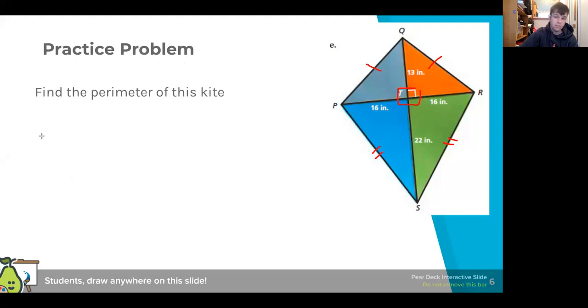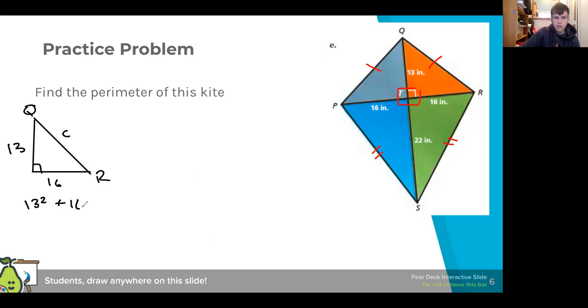If I look at this, say this orange triangle, for instance, and I look at what's marked on there, and I need to find the length of QR, right? QR, that's one of the sides I need to actually get my perimeter. I see this side over here is 13, this is a right angle, and this side is 16. Just missing the hypotenuse. I can use Pythagorean theorem. So let's do that. 13 squared plus 16 squared equals c squared.